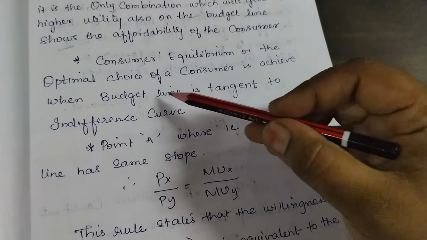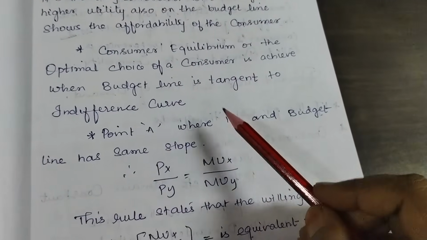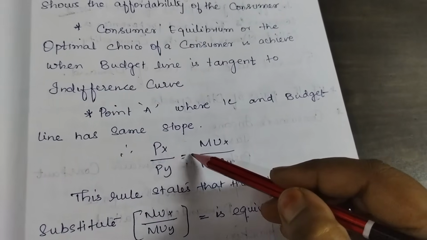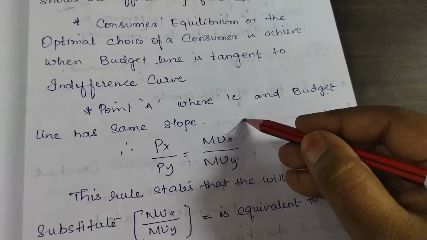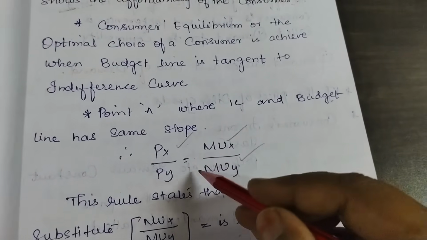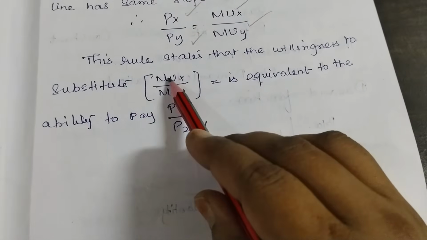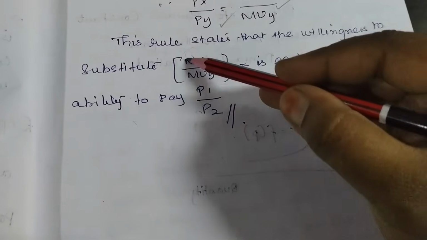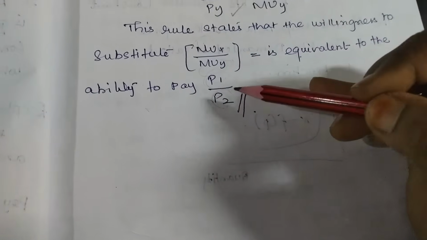Consumer equilibrium, or the optimal choice of a consumer, is achieved when the budget line is tangent to the indifference curve. At point A, the indifference curve and the budget line have the same slope. So the price of X divided by the price of Y is equal to the marginal utility of X divided by the marginal utility of Y. In order to use them, you have to pay for it. This rule states that the willingness to substitute MUx by MUy is equivalent to the ability to pay. It means if you want to have more of this than this, then you should also have the ability to pay more of this than this. So this is the optimal choice of a consumer.